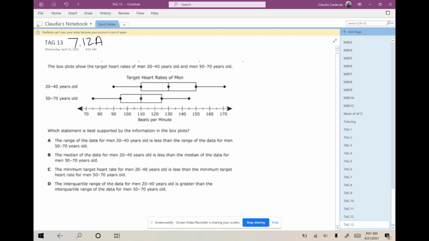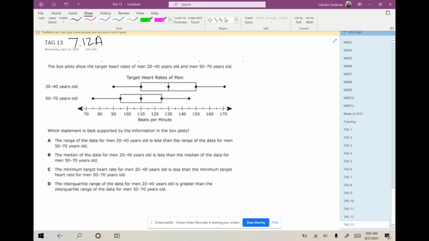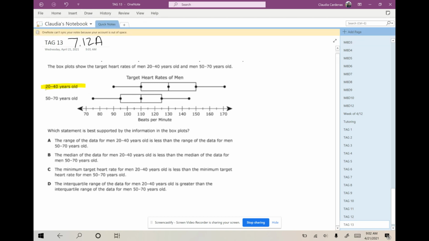So the box plot shows the target heart rates of men 20 to 40 years old and men 50 to 70 years old. So I see highlighted here that this box plot is 20 to 40 years old, the top one. And the second one is 50 to 70 years old, the bottom one. So we're comparing two at the same time. And so if we look at the answer choices, it says which statement is best supported by the information in the box plot. So this happens all the time when we have data displays.